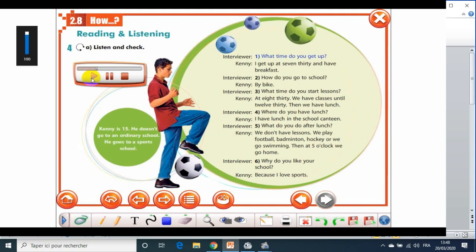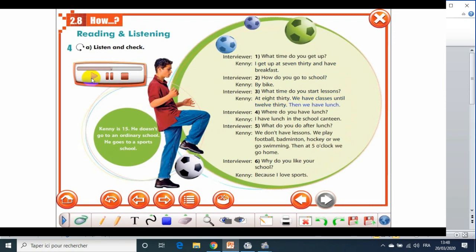What time do you get up? I get up at 7:30 and have breakfast. How do you go to school? By bike. What time do you start lessons? At 8:30. We have classes until 12:30.